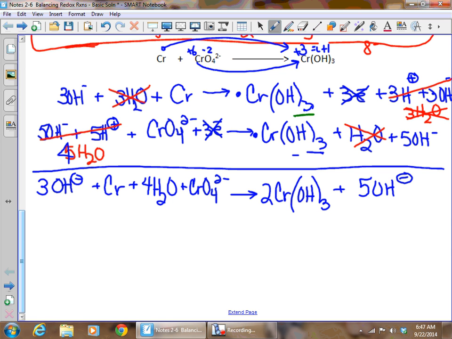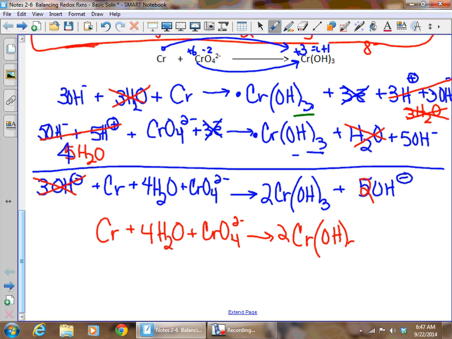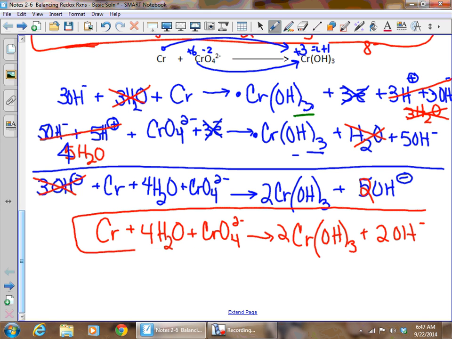So our final step here is to see if there's anything left that we can cancel out. And it looks like there is. It looks like the hydroxides over here will cancel completely. And it looks like over on this side we'll be left with 2 hydroxides. So our overall final reaction is that chromium plus 4 waters plus the chromate is going to yield 2 chromium hydroxides with some extra hydroxide left over in the end. And that's our final reaction.